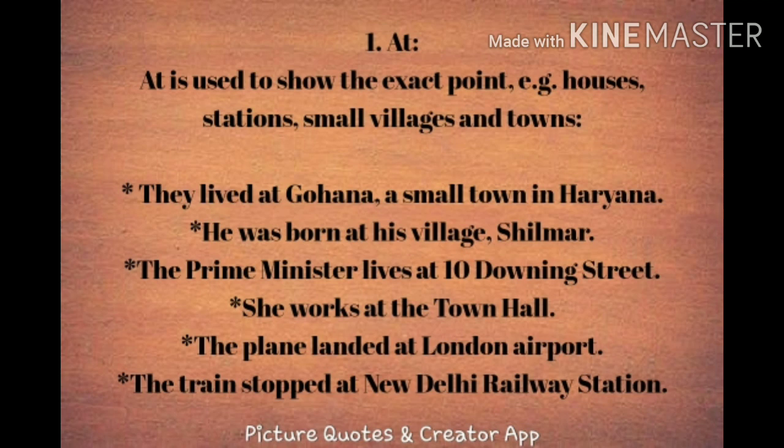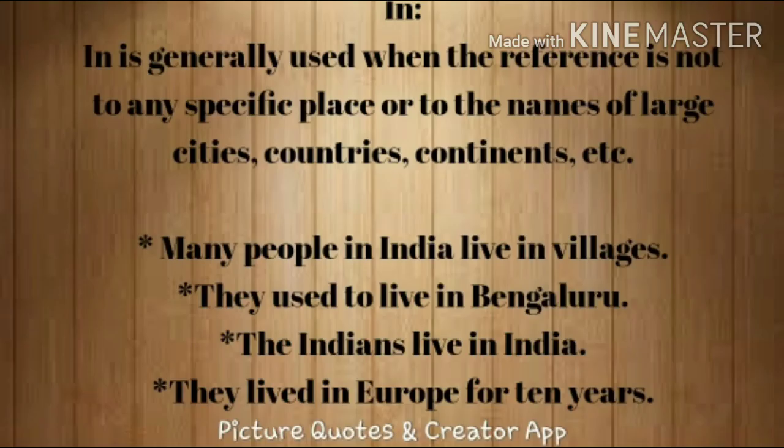And just to go through the other examples, you will understand. For example, she works at the town hall. So particularly, the name of the place is mentioned here, the town hall. That's why at is used in front of that. The same with the other two examples. The plane landed at London airport. The train stopped at New York railway station. So from this we understand that if we specify a particular place, we use the preposition at.